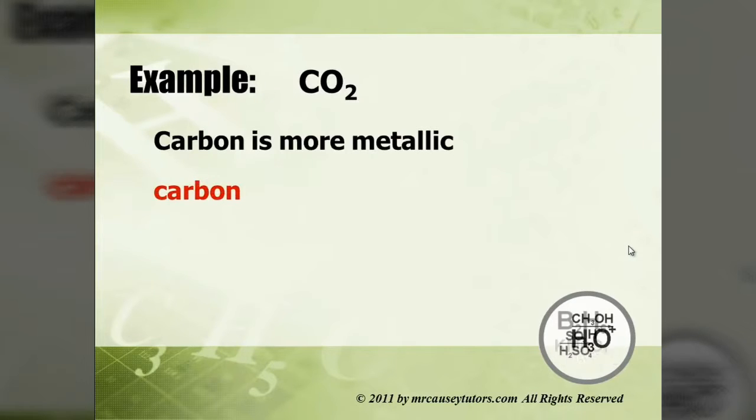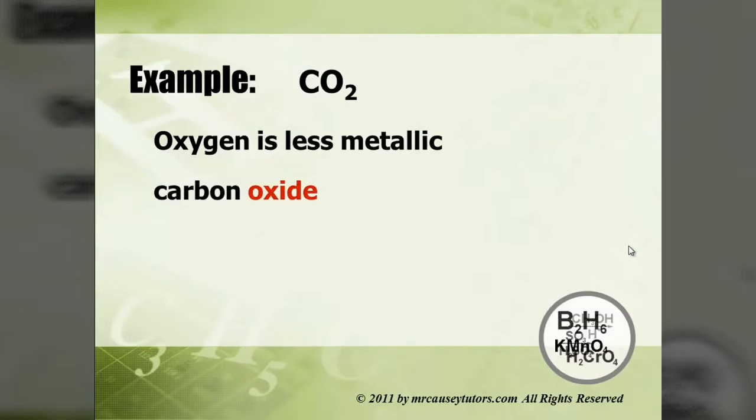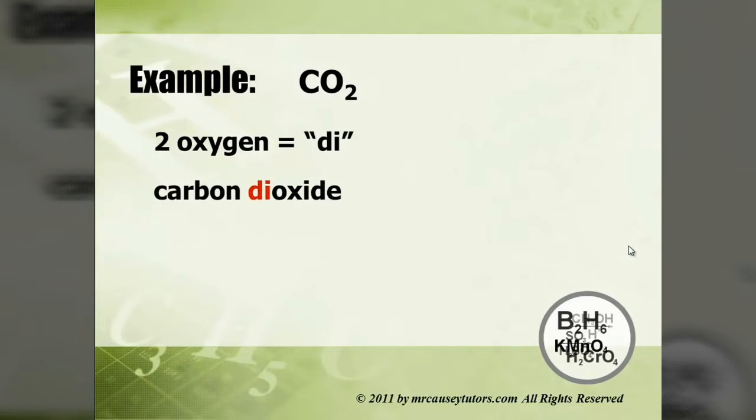As you go left to right, the elements get less metallic. So the left side is metallic and the right side is non-metallic. Keep that in mind. Carbon is more metallic, so we'll put carbon down. Oxygen is less metallic, so we have oxide. Notice we took the ox, that's the root of oxygen, and we added -ide, and carbon oxide. But there's 2 of them, so it's carbon dioxide.